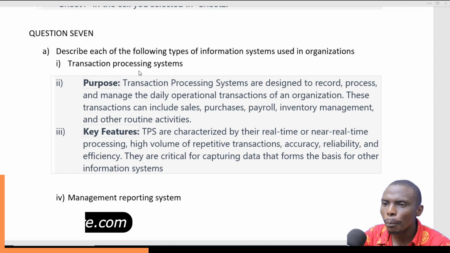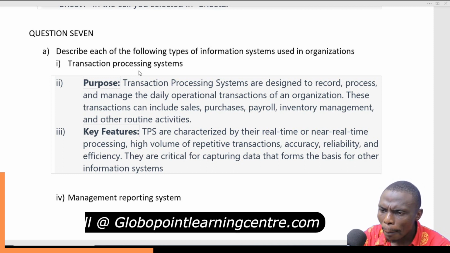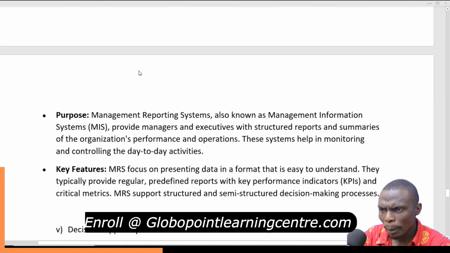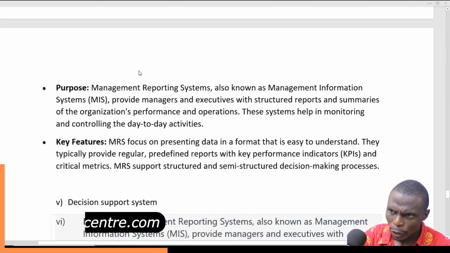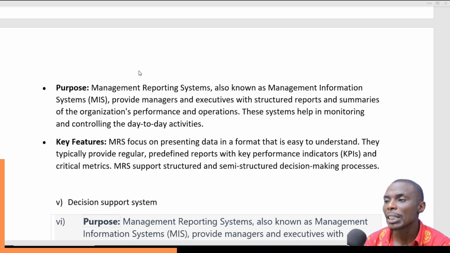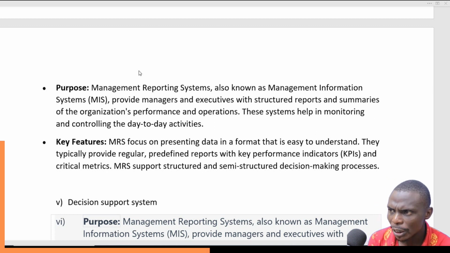Then we have the second part that is called Management Reporting System, or MRS. So the purpose of a Management Reporting System, also sometimes known as Management Information System, is to provide managers and executives with structured reports and summaries of the organization's performance and operations. So this system will help in monitoring and controlling the day-to-day activities.